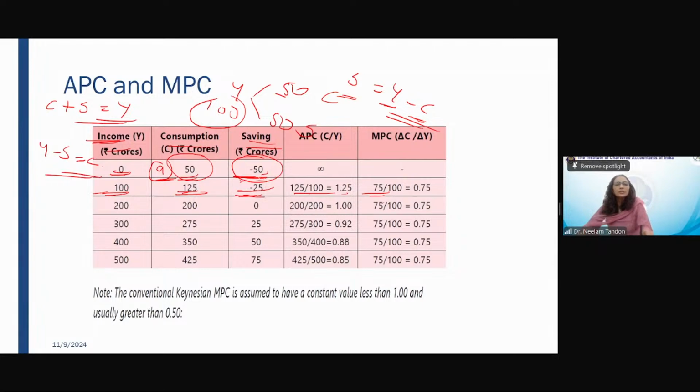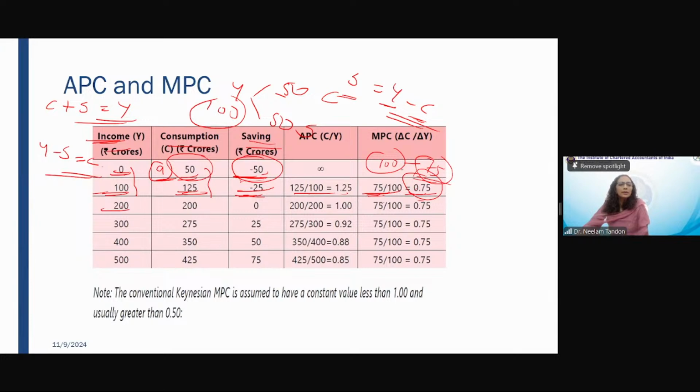Now consumption कितना change हो गया? Consumption has changed by how much? 75. 125 minus 50 is 75. And income has changed by 100. So 75 by 100, that is equal to 0.75. What it means? अगर income 100 crore से बढ़ेगी तो consumption 75 crore बढ़ेगा. Okay, so that means marginal propensity to consume is 0.75. 0.75 means what? 75% of the income is spent on consumption.